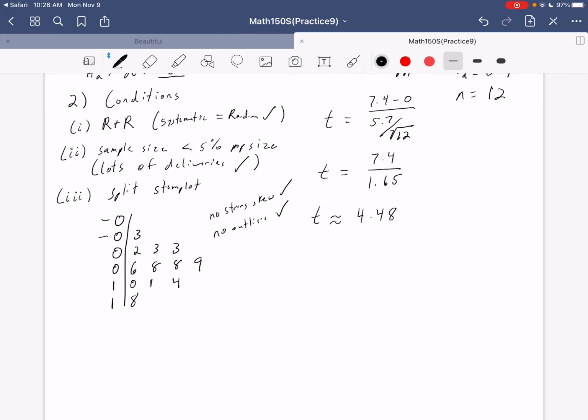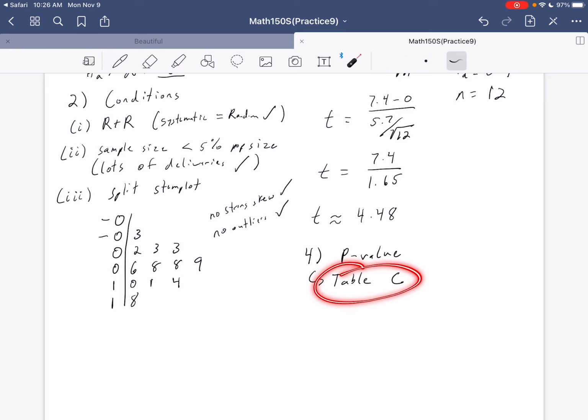Now we're ready to go ahead and get the p-value. Remember, to get the p-value, we need to look this up on table C. Why do we use table C? Well, that's the table that tells us about t test statistics. To go on to table C, we need to know the degrees of freedom. Degrees of freedom is n minus 1. So in this case, that's 12 minus 1, which is 11. So we're looking for this test statistic, 4.48, with 11 degrees of freedom.